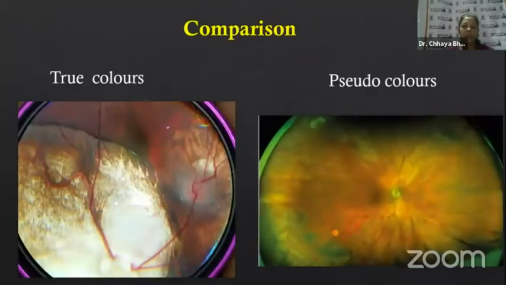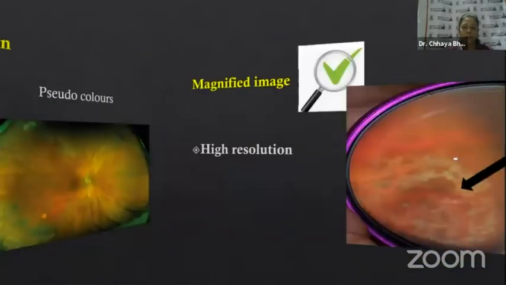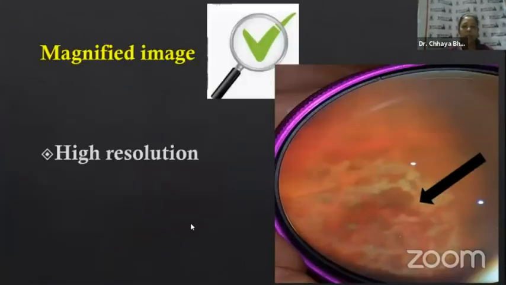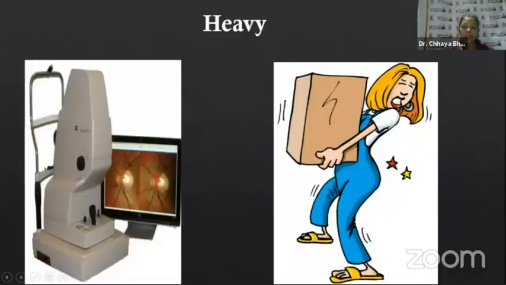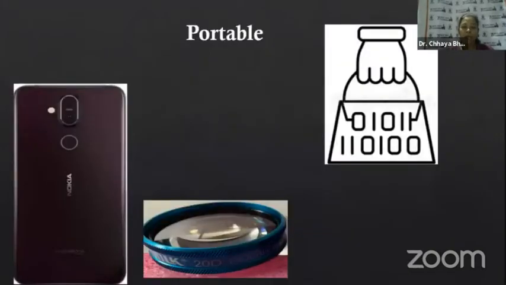To compare with commercially available equipments like Optos, which produces pseudo color, in case of mobile, it captures pictures with true colors. The magnification is very high. The resolution of the picture is also very good. The commercially available equipments are heavy and non-portable, whereas that of mobile are very small and can be carried in a small bag.